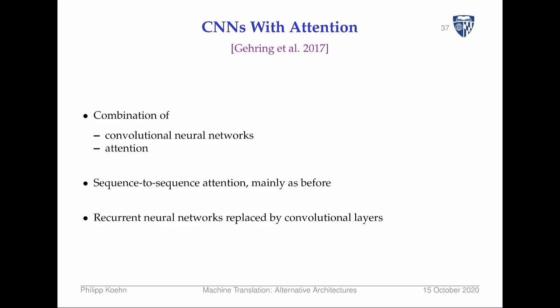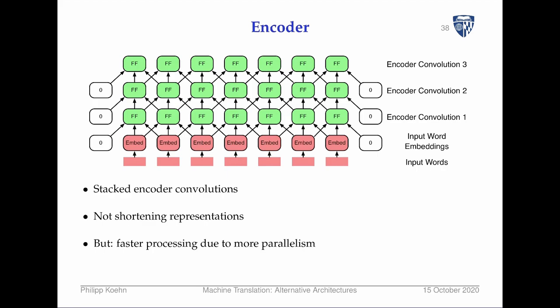This idea of using convolutional neural networks was picked up a few years later by Gehring et al. in 2017, who used a combination of convolutional neural networks and attention, with sequence-to-sequence attention mainly as before, but the recurrent neural networks are replaced by convolutional layers. So what does that mean? This is the encoder, which has various layers of encoding. The refinement of each word is done by just looking at neighboring words. In a way, it's quite different from the original goal of convolution, to reduce the dimensionality of the input representation. Here, the dimensionality of the input word representation is not being reduced, but the words are refined by surrounding context. Again, any of these words only looks at a certain window over the source sentence, so this particular word here is not informed by that word here at all.